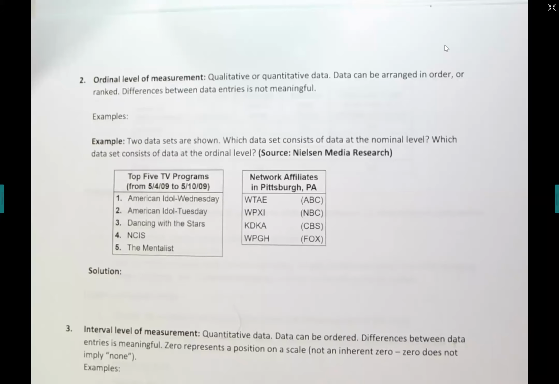Age, well, age will not work, because age, the difference has meaning. For example, if I'm 18 and you're 16, the difference between our ages is 2. It has a meaning. Here it says the difference between data entries has no meaning. So that means you cannot subtract. You can subtract age, so that cannot be an ordinal level. Ordinal level, mostly, guys, it has to be qualitative. Can you guys give me something that is qualitative, but we can rank them in order?